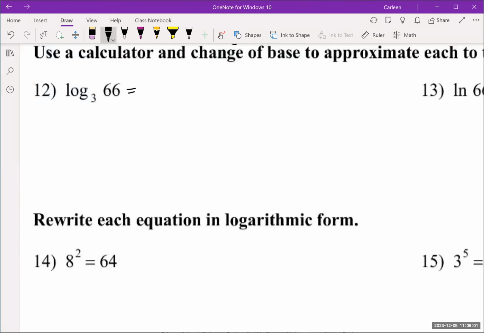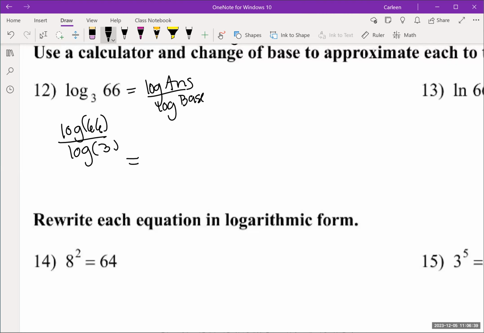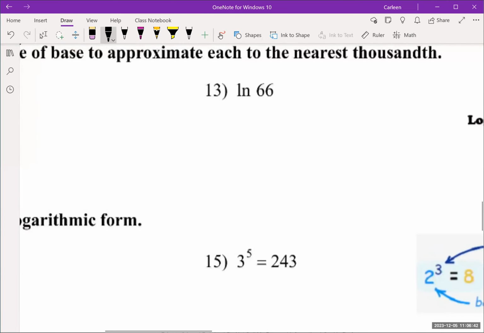So we're going to have to use change of base, which is log base 10 of the answer divided by log base 10 of the base. So log 66 divided by log 3, the calculator is going to put parentheses in there. Make sure to close them. Okay, everyone give it a try. Log of the answer divided by log of the base is 3. Approximate to the nearest thousandth.